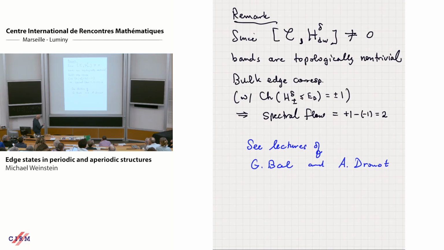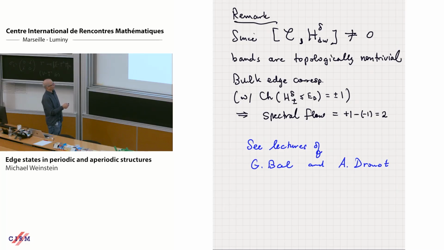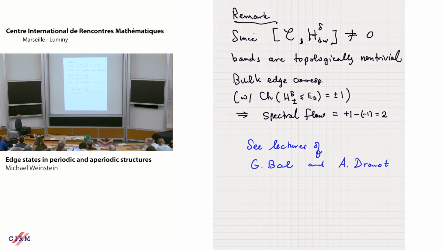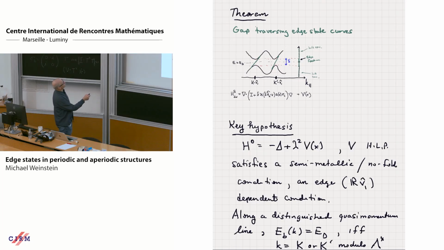Now, just a remark that since we're breaking time reversal invariance, the bands acquire a topologically non-trivial character, and there is a principle called the bulk edge correspondence principle, which can count the number of curves, in the sense of spectral flow, that traverse the gap. See the lectures of Guillaume and Alexei for discussions on that. So there's a theorem which says that you have this situation.